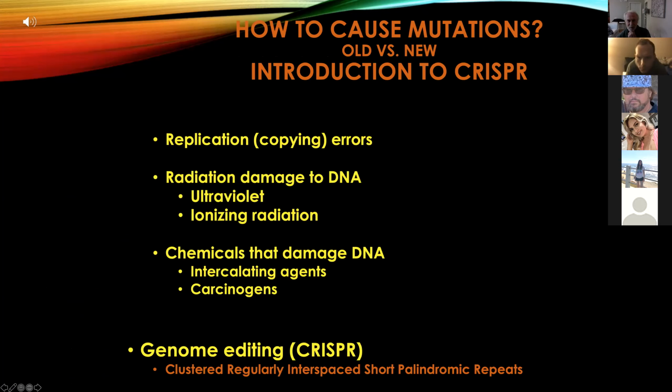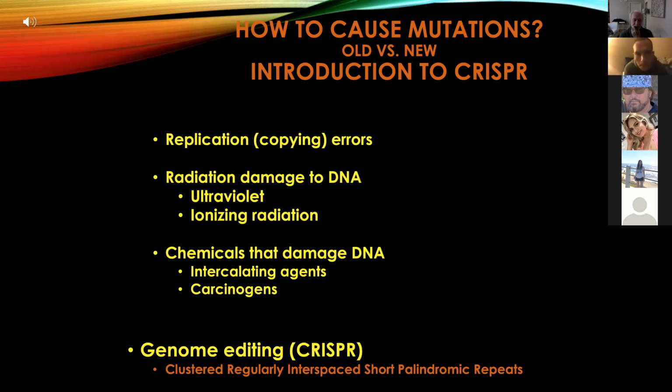So how to cause mutations, the old way versus the new way. Well, you can wait for a mutation simply because you know that because of replication errors, they will eventually come. But you don't live long enough to get mutations in that way. They occur too infrequently.